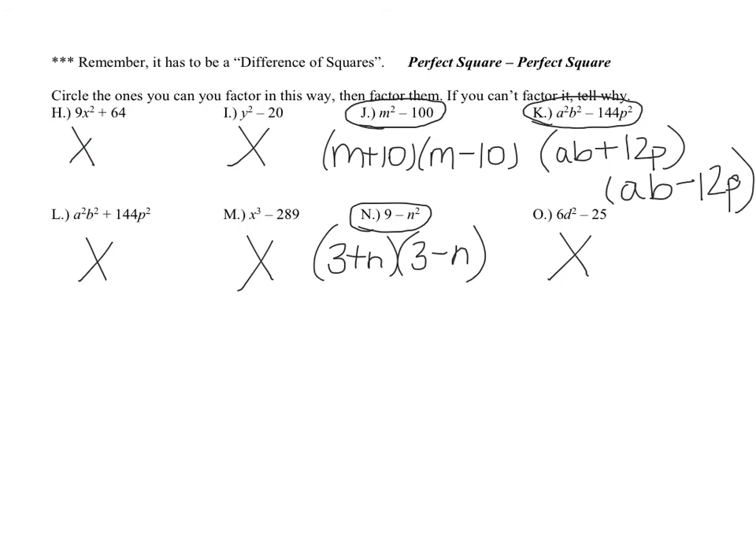This one is no, because it's an addition sign there, okay? This one is no because 20 is not a perfect square. You can't break 20 up into two of the same exact number, all right? Letter L is no because it's addition. M is no because x to the 3rd is not a perfect square. And O is no because 6 is not a perfect square. All right, let's move on to the next little section.